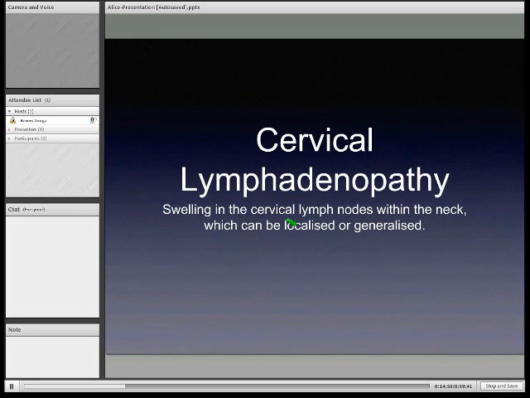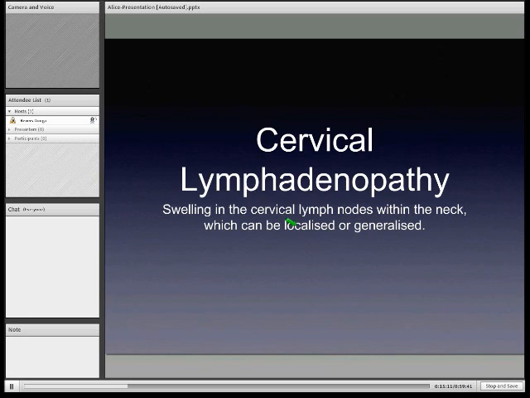Okay. Hello, my name is Bob Beach-Slate, and the following talk is going to be about cervical lymphadenopathy. We're going to talk a little bit about the structure and function of lymph and lymph nodes. We're going to discuss the causes of cervical lymphadenopathy, and then we'll finally go on to discuss any investigations or management that might want to be done.